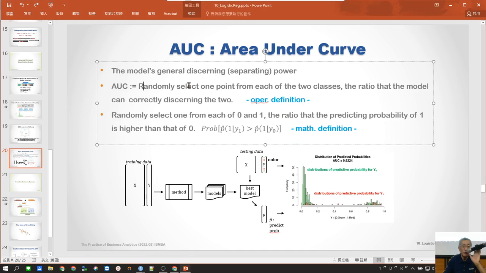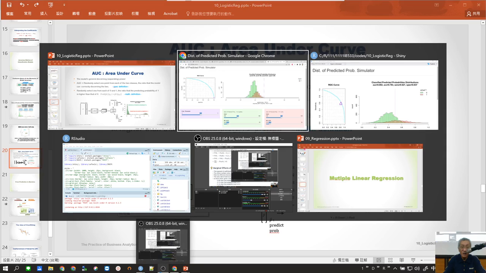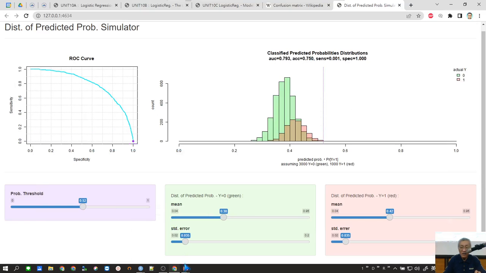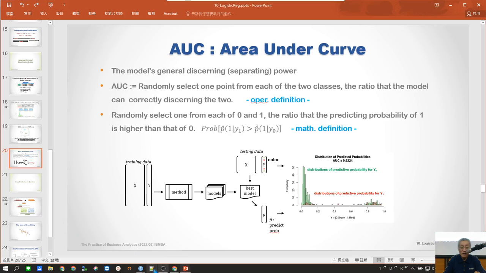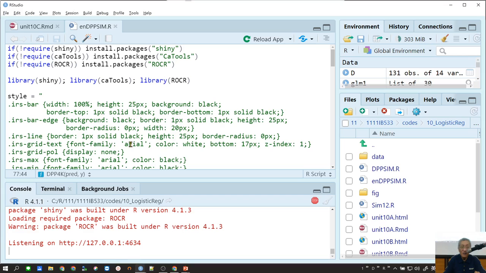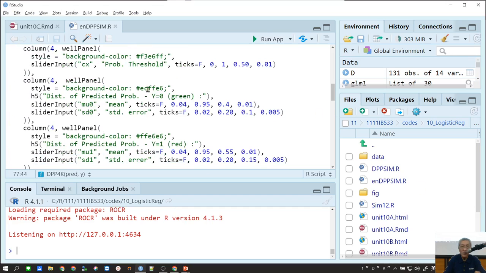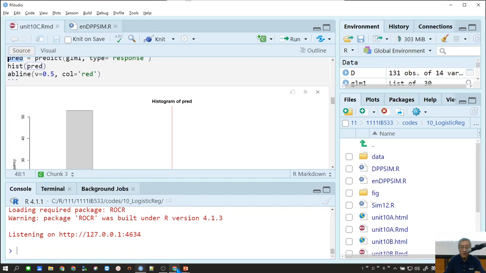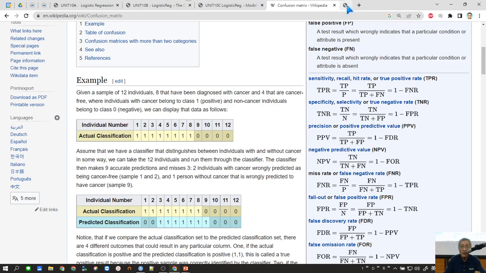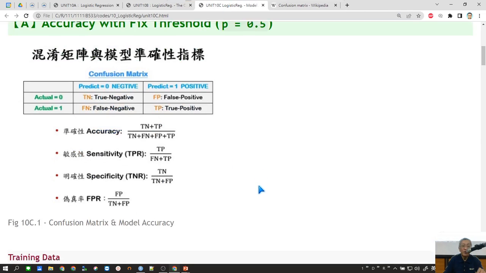But what we need to know is that I think this is more useful. So basically, this is how we do it in R. Let me stop the simulator and go back to the notebook.